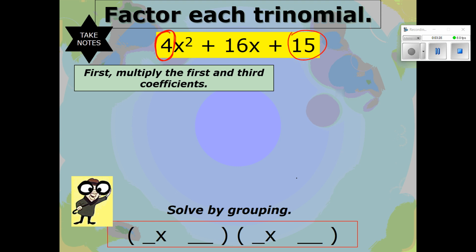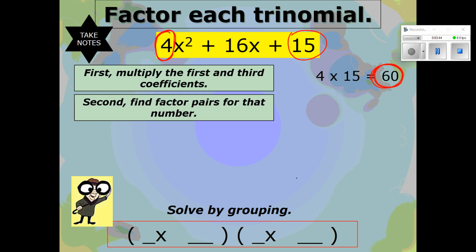The first and the third coefficients are numbers. We multiply them together, and 4 times 15 is 60. 60 is now the number that we want to find factors for to do our factoring. So our second step is to find factor pairs for that number. So we think of 60, and we write factor pairs for that. We have 1 and 60, 2 and 30, 3 and 20, 4 and 15, 5 and 12, 6 and 10.